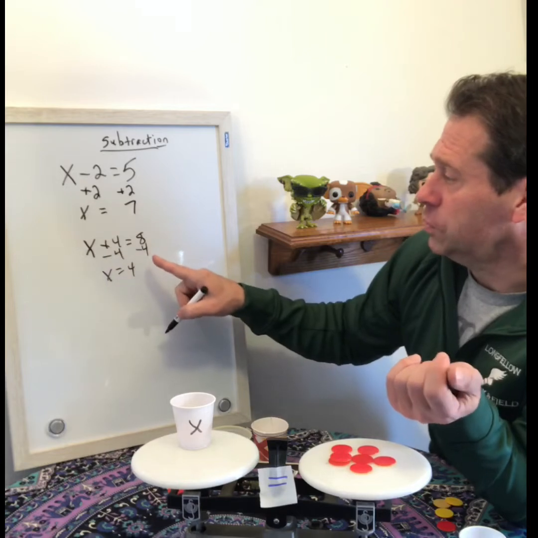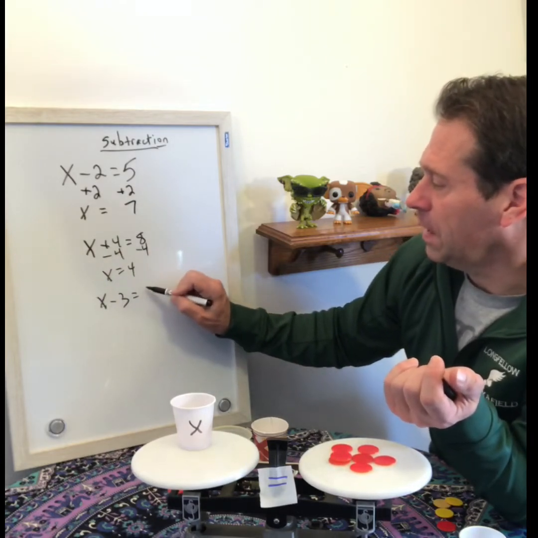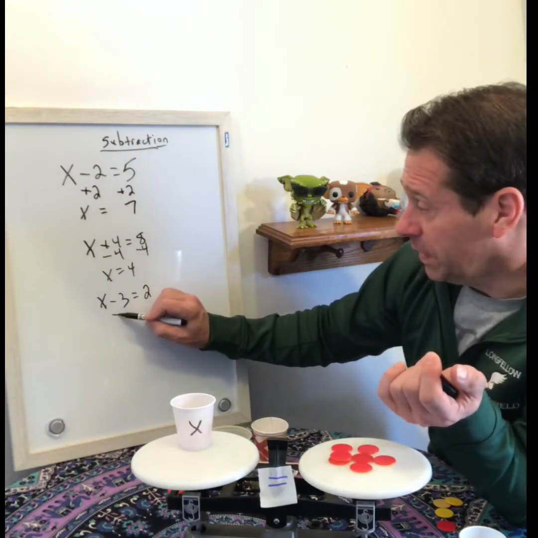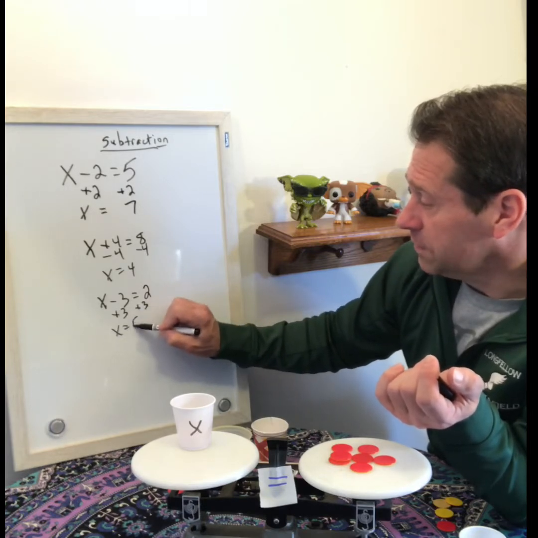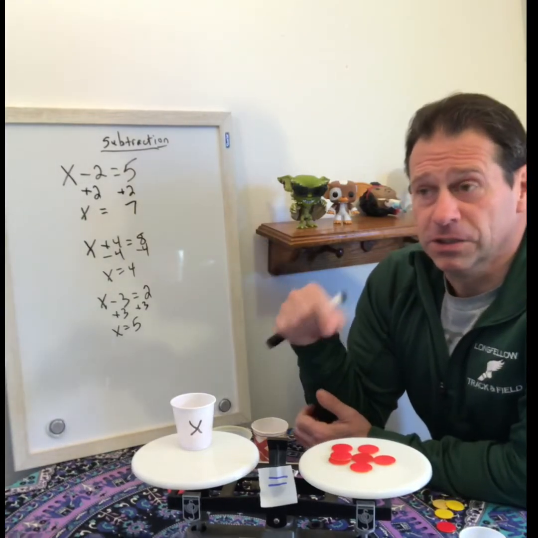But then if you do subtraction, x minus 3 equals 2. To get this minus 3 away, you just do the opposite and add 3. So x equals 5.